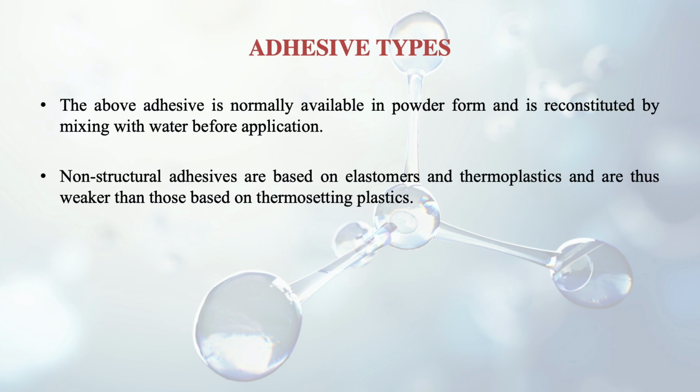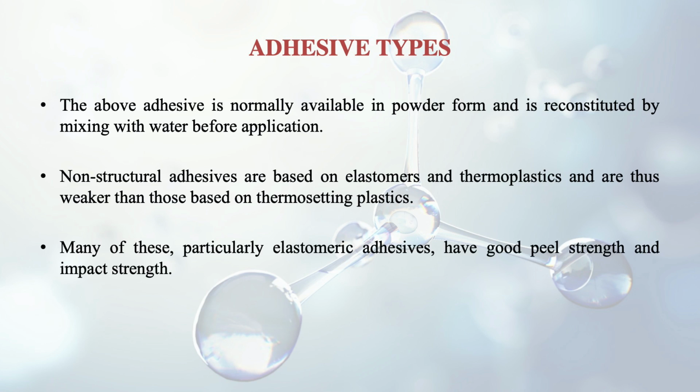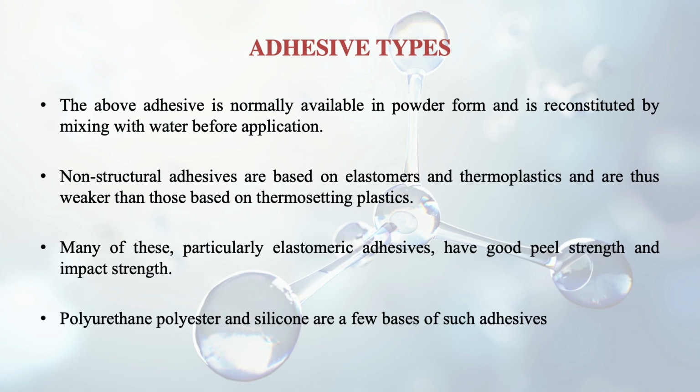Then there are the non-structural adhesives also. They are based on the elastomers and the thermoplastics, but they are weaker than those based on the thermosetting ones. And many of these, particularly elastomeric adhesives, have good peel strength and impact strength. There are polyurethane, polyester and silicone based ones, and these polyurethane, polyester and silicone are the basis for such adhesives.